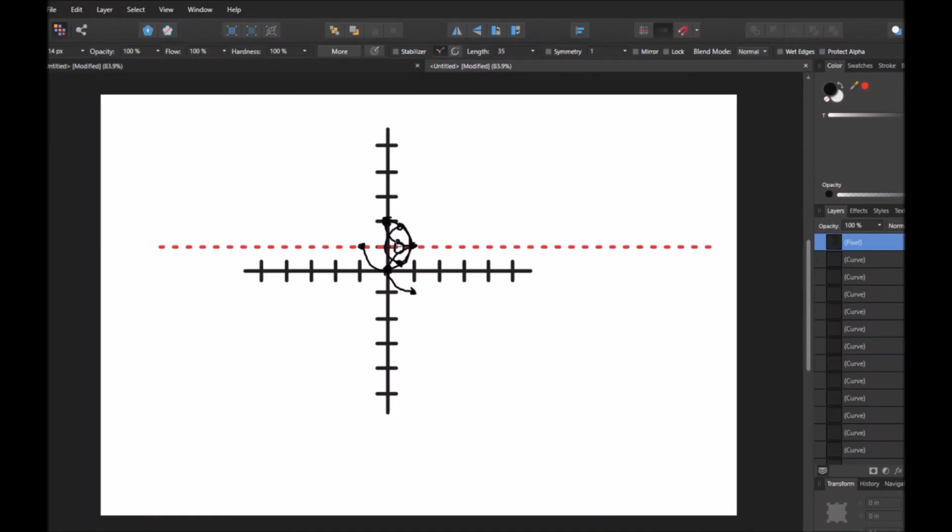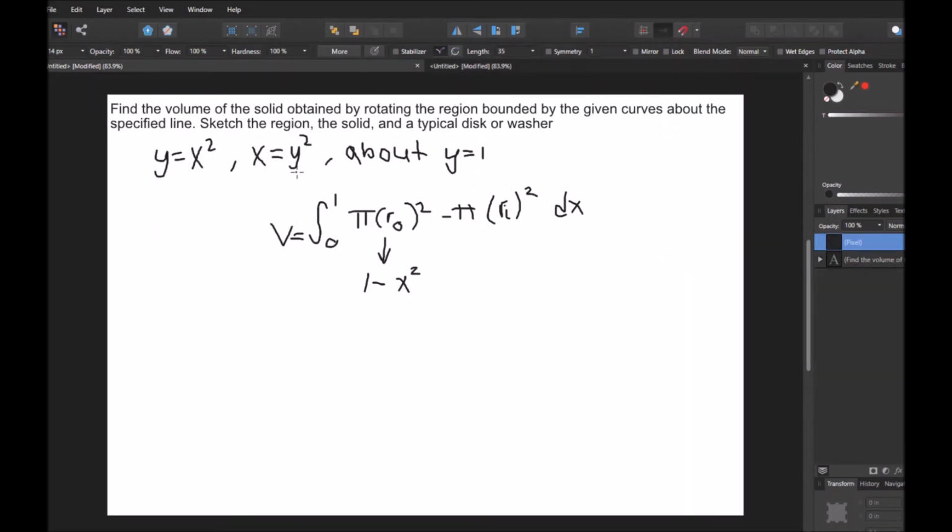Now our inner radius is this thing right here, and that's given by our x equals y squared. But in order to get it in terms of x, because right now this is written in terms of y, we're going to take the square root and we're going to say y equals the square root of x. And the reason it's the positive, I'm not even going to get into that. So our inner radius is going to be 1 minus root x. And now we can solve this integral.